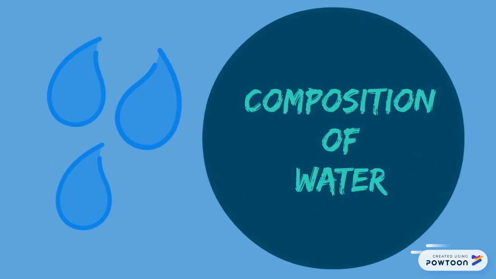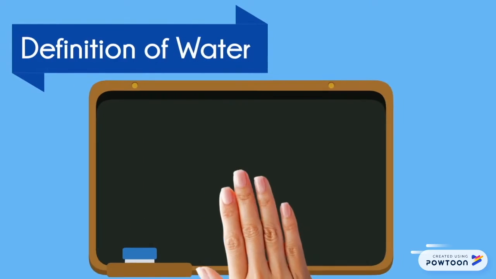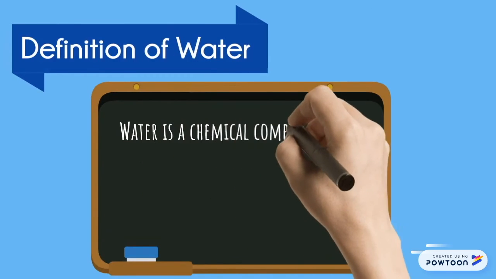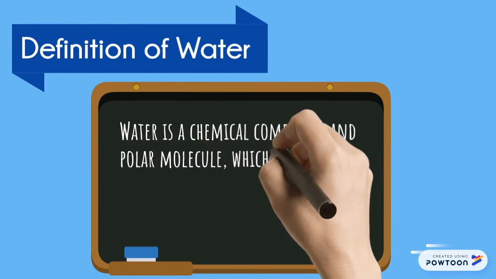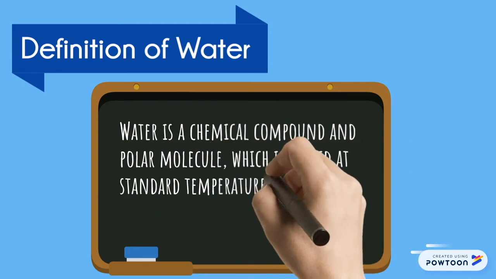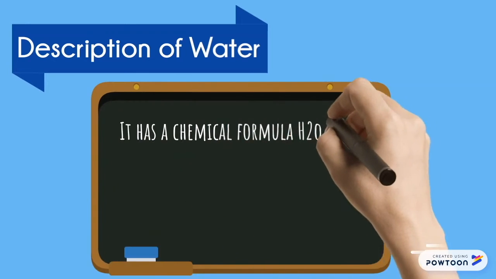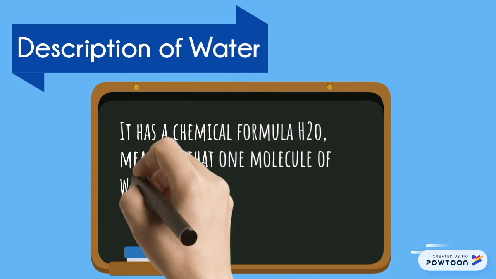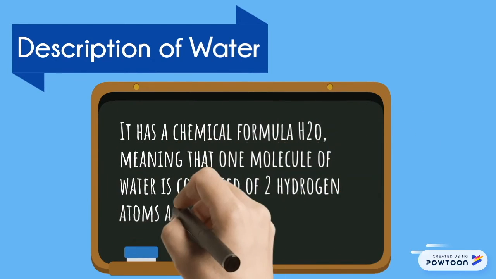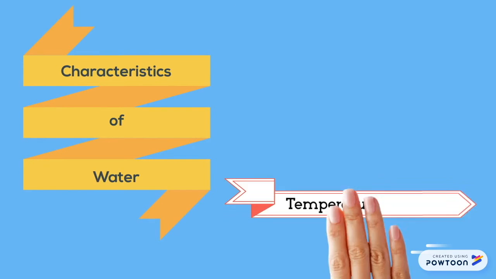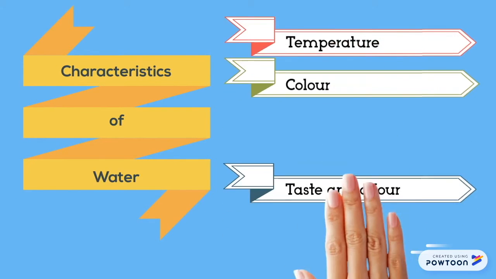Composition of water. Water is a chemical compound and polar molecule which is liquid at standard temperature and pressure. It has a chemical formula H2O, meaning that one molecule of water is composed of 2 hydrogen atoms and 1 oxygen atom. Characteristics of water include temperature, color, taste and odor, turbidity, and solids.